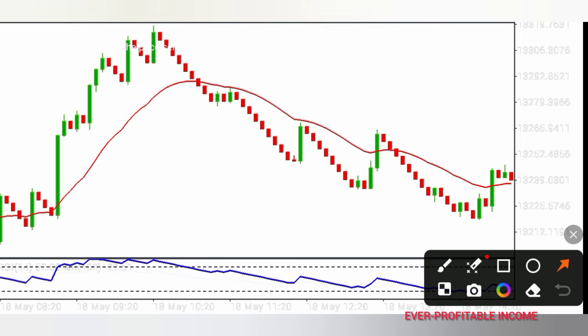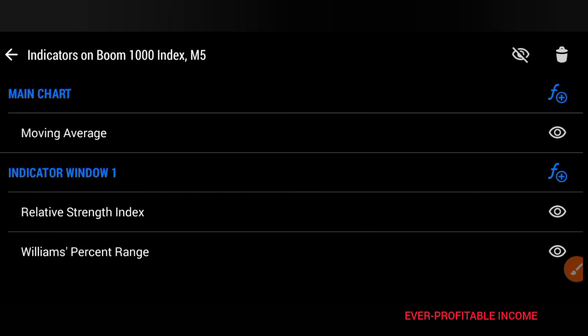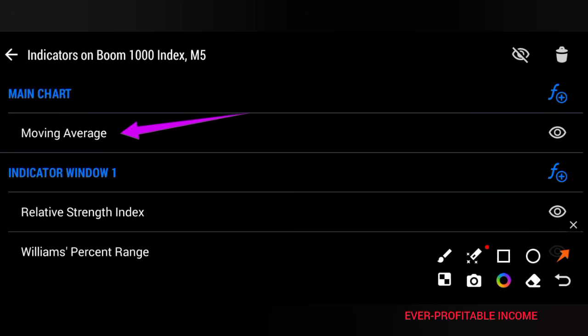So I want you to go to your chart and back test it and see if you are going to get amazing results. So let's head over to our indicator window to check out the setup of these amazing indicators. Okay, so we are at the indicator window. On our main chart, we have just the moving average, which is this. On our indicator window, we have the relative strength index, which is your RSI, and we have the Williams percent range. That is our main indicator for today. Okay, it's an amazing indicator. So let's check out the settings of these indicators.